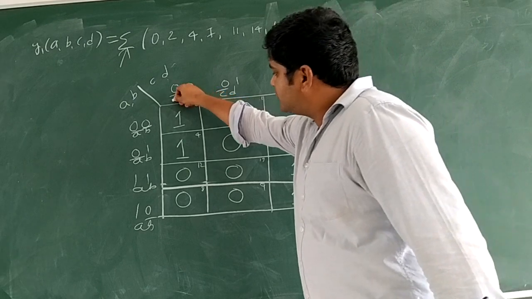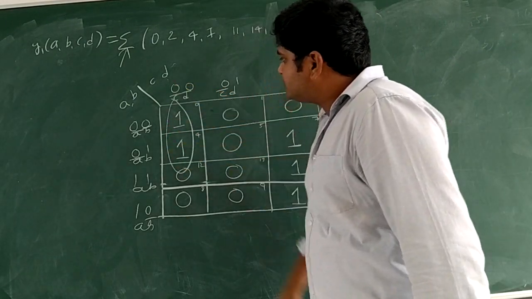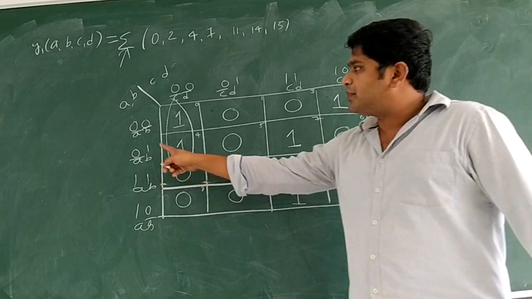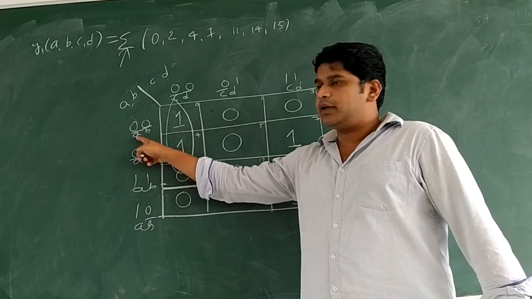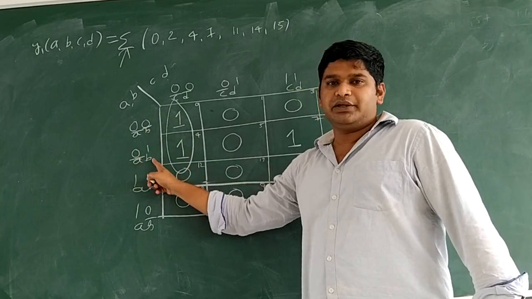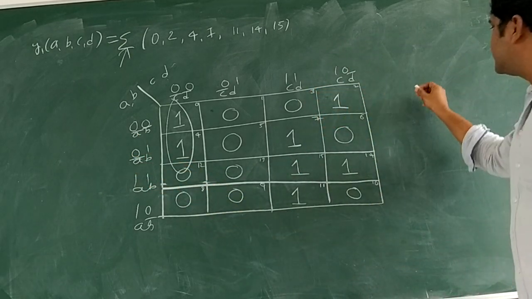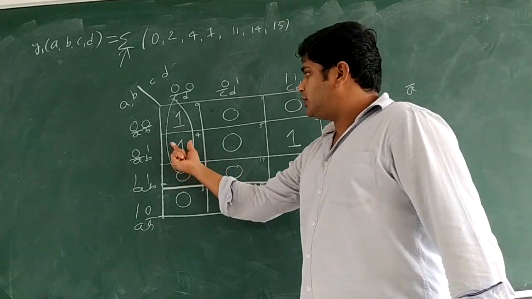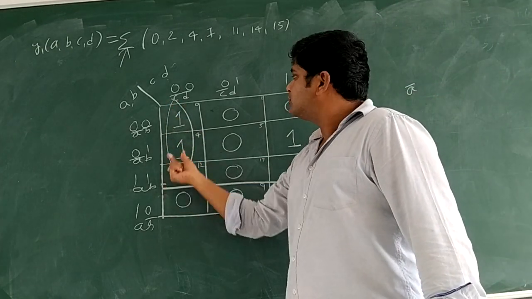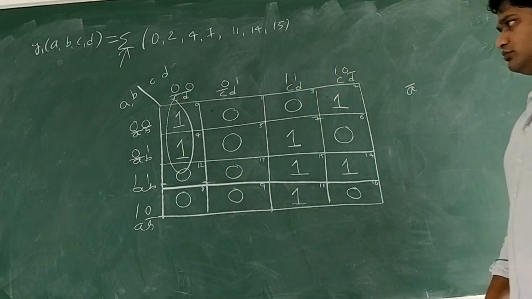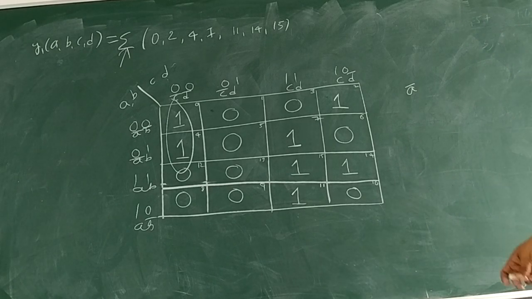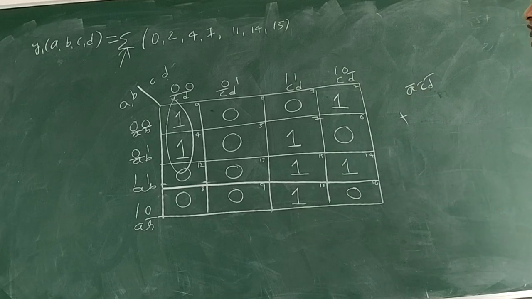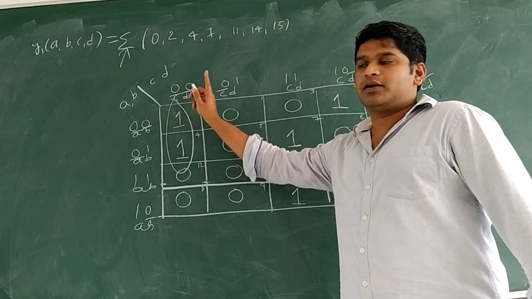First possibility, a vertical cover like this. Can you write the function? For comparison, 2 rows: A bar B bar, A bar B. So hence, A complement as it is. Since the cover is vertical, there are no 2 columns for comparison. Only 1 column we have. That is C bar D bar.